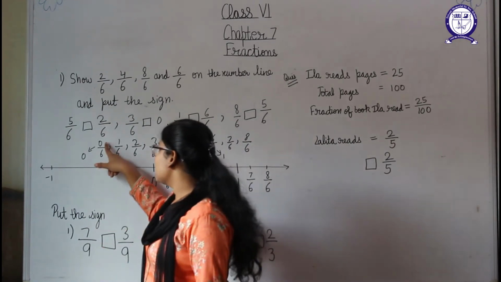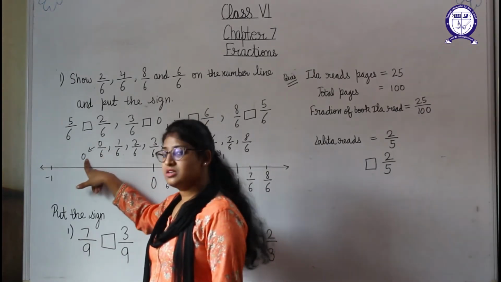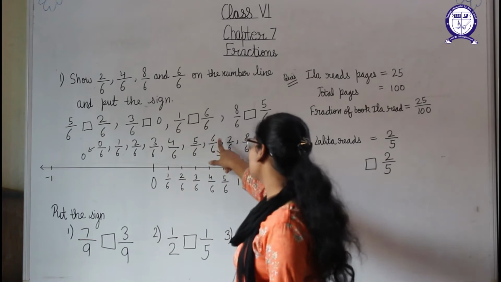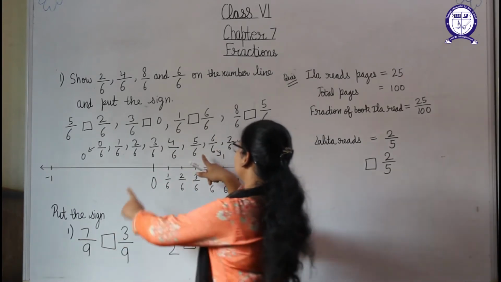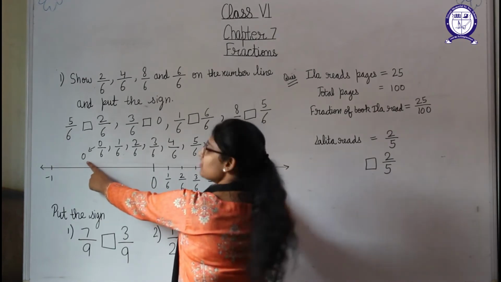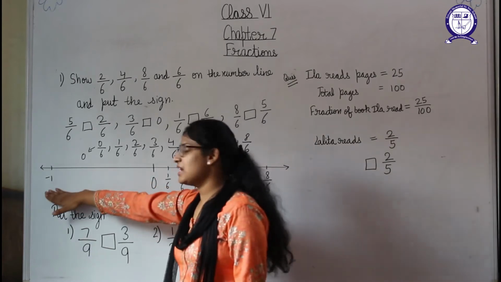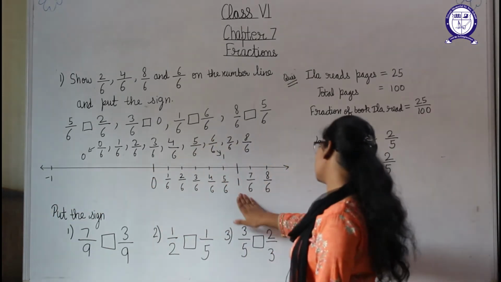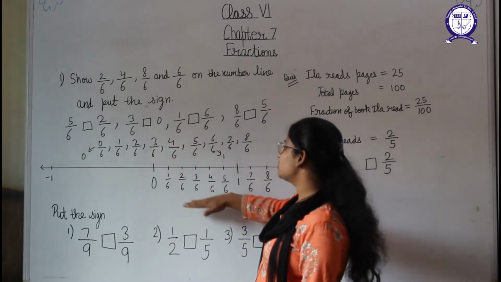We know that 0 by 6 represents 0 because 0 by 6 is 0, and 6 by 6 is 1. So we know that these fractions will lie between 0 and 1. On the number line, this is 0, that is minus 1, and this is 1. Now we will put the rational numbers or fractions between them.